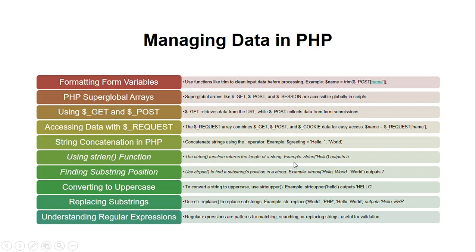The strlen function returns the length of a string. You can see strlen, and in brackets I have given the string. It will display the string length. So for "Hello", the string length is 5. Then we have strpos, which is used to find the substring position within a string. strpos with "Hello world" as the string, and I want to find the position of "world". You can see "world" is present in "Hello world" at the 7th position. Array index always starts with 0.